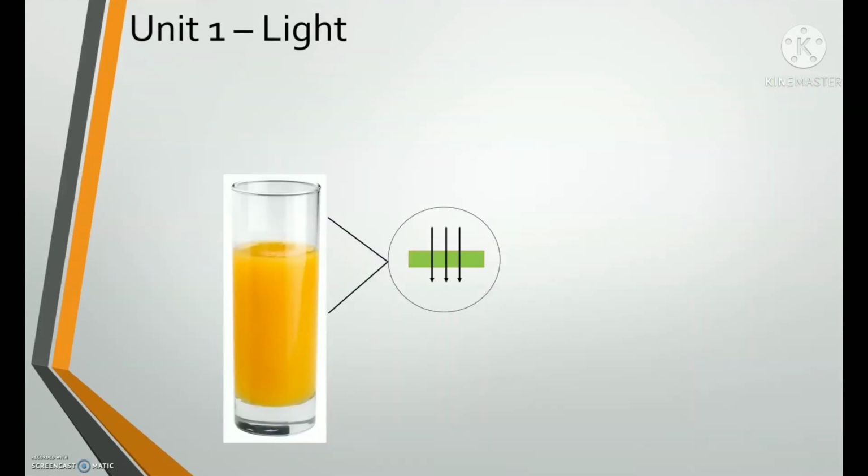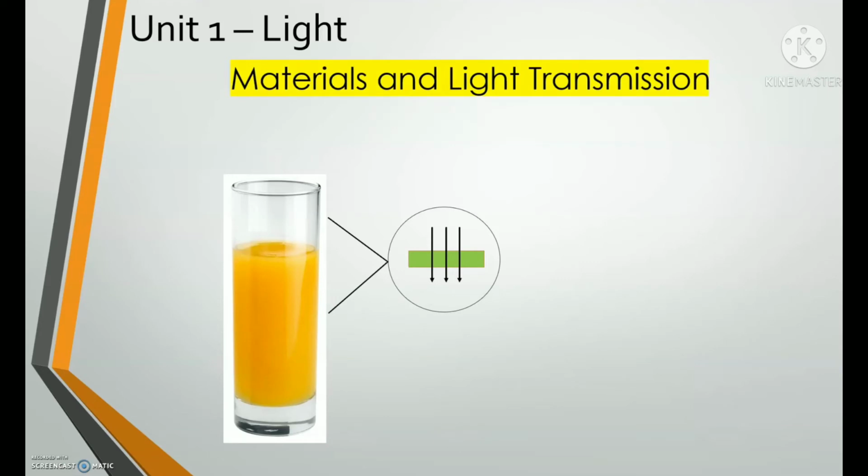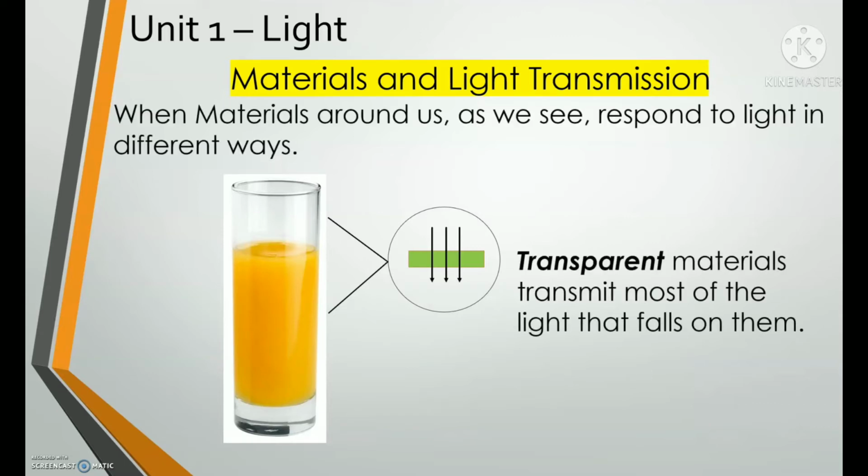Which is in Unit 1, Light. Please open your books on page 8. We will talk about materials and light transmission. If you are ready, let's begin. So materials are everywhere. It's all around us. We will now observe how these materials respond to light in different ways. The first one is transparent.